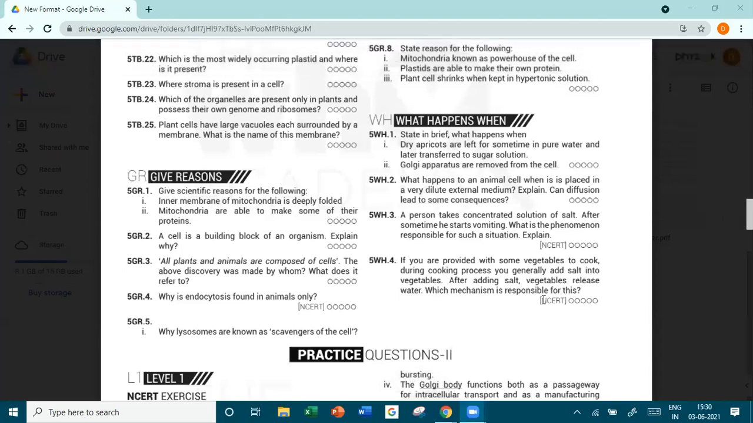Okay, yeah, third give reason is simple. It is a cell theory question. It's a direct question, right? Okay, fourth one is interesting. Why is endocytosis found in animals only? For us to discuss the answer to this question, I want somebody to tell me what is endocytosis.